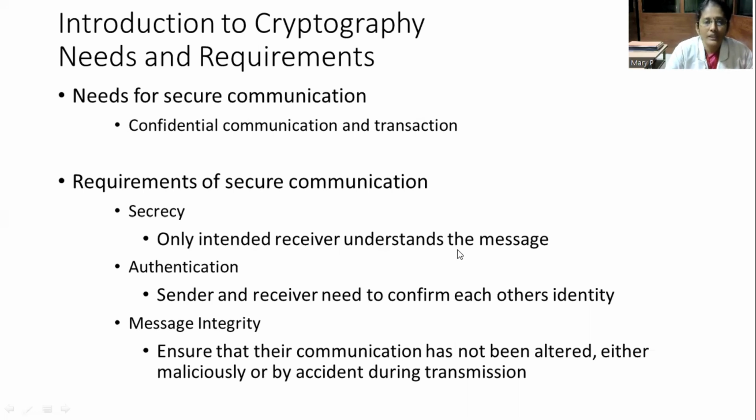Then authentication. What do you mean by authentication? Sender and receiver need to confirm each other's identity. That means only the corresponding sender sends the message, and the sender also assumes that only the corresponding receiver receives the message. Message integrity: during the transmission, the message can be altered either maliciously or accidentally. Integrity means that the corresponding message cannot be altered. That is integrity.